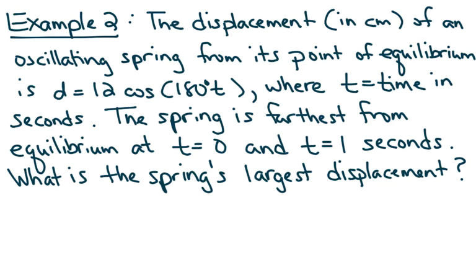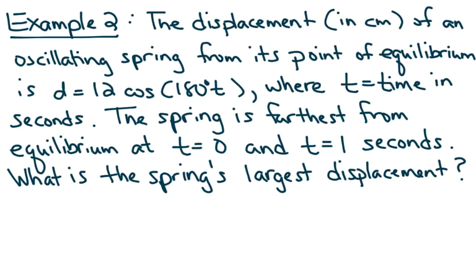Example 2. The displacement in centimeters of an oscillating spring from its point of equilibrium is d equals 12 times the cosine of 180 degrees t, where t is the time in seconds. The spring is farthest from equilibrium at t equals 0 and t equals 1 seconds. What is the spring's largest displacement?